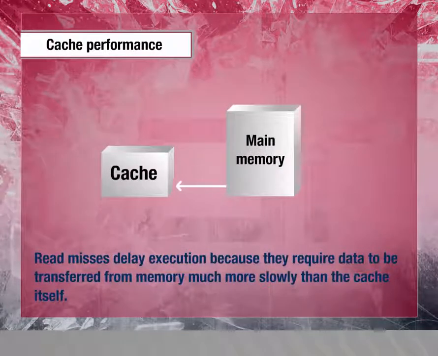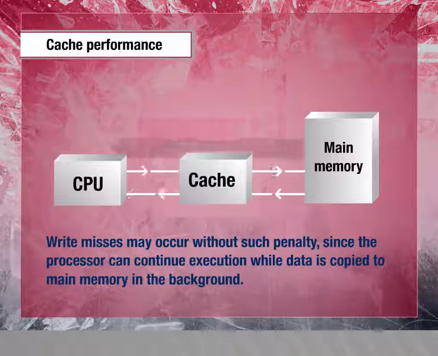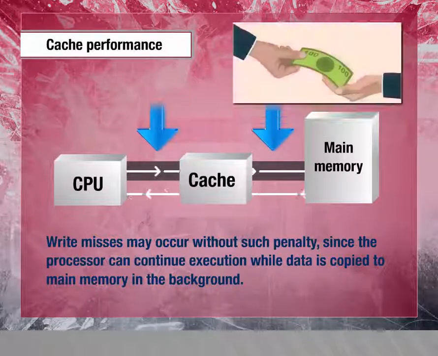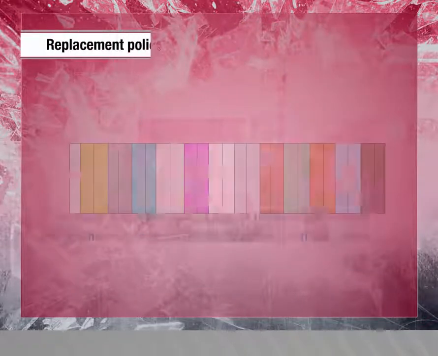Read misses delay execution because they require data to be transferred from memory, which is much slower than the caches. Write misses may occur without such penalty, since the processor can continue execution while data is copied to main memory in the background.